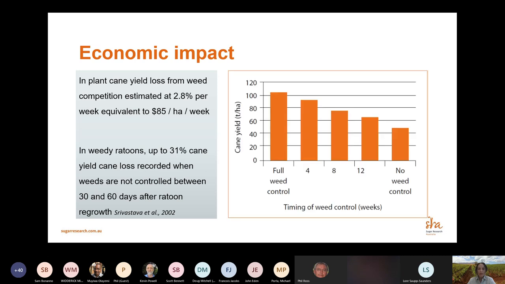You can see in the graph to the right the increasing impact of delayed or no weed control on cane yield compared to a season-long weed control. So, an obvious downward trend. It has also been found that up to 31% cane yield loss can be recorded when weeds are not controlled during a critical phase of 30 to 60 days after ratoon regrowth. This comes from a study done in India.